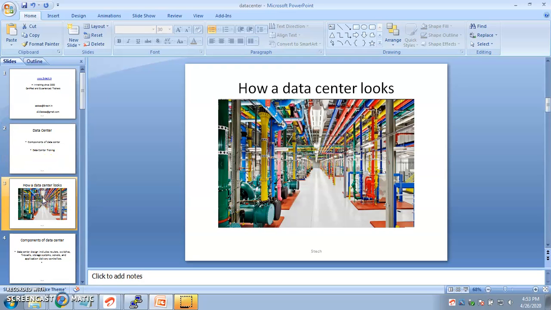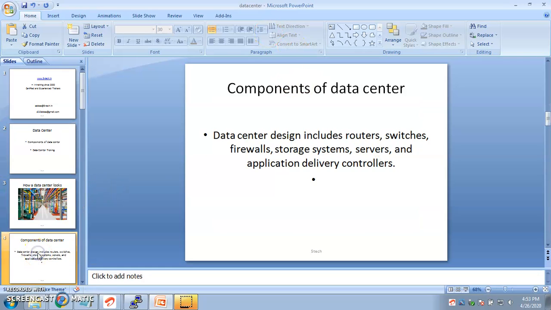Out here you see how a data center looks. A physical data center, literally, because you have a virtual data center and a physical data center. This is where your resources are parked, where you have the components of your data center, like routers, switches, firewalls, storage systems, servers, and application delivery control.